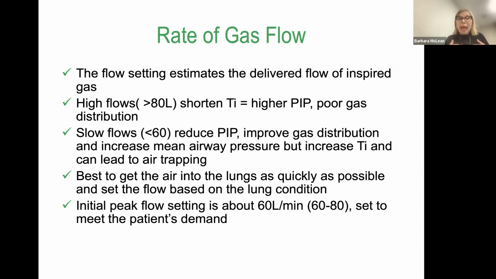So if your lungs are compliant, it's best to get air into the lung as quickly as possible. That means you're going to set a higher flow rate. You yourself are not going to do that. The respiratory therapist is going to do it. But your respiratory therapist has 40 or 50 patients, right? So they're barely coming in looking at that vent. They always come when you call, but they're really not strategizing that much at the bedside because they just don't have time.